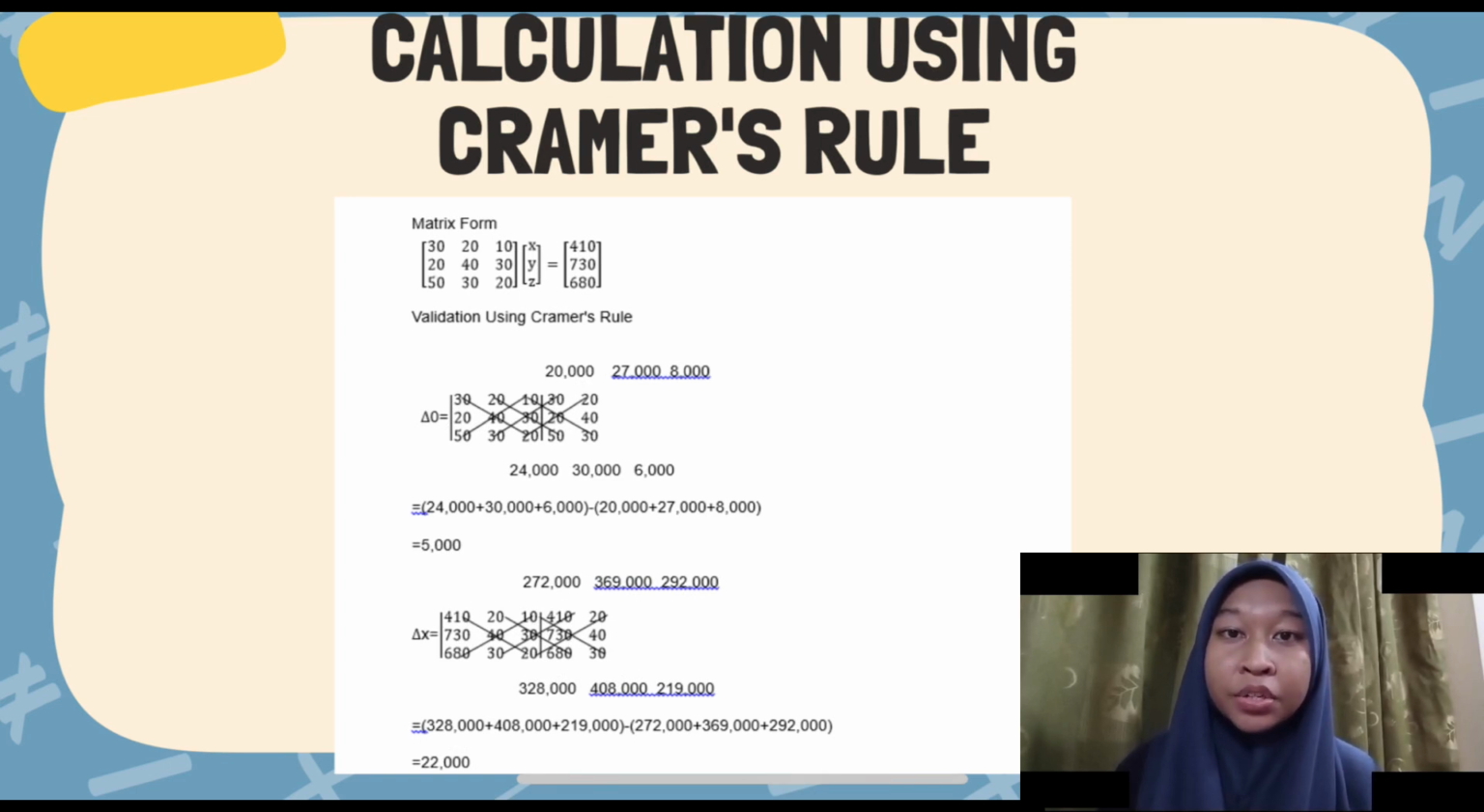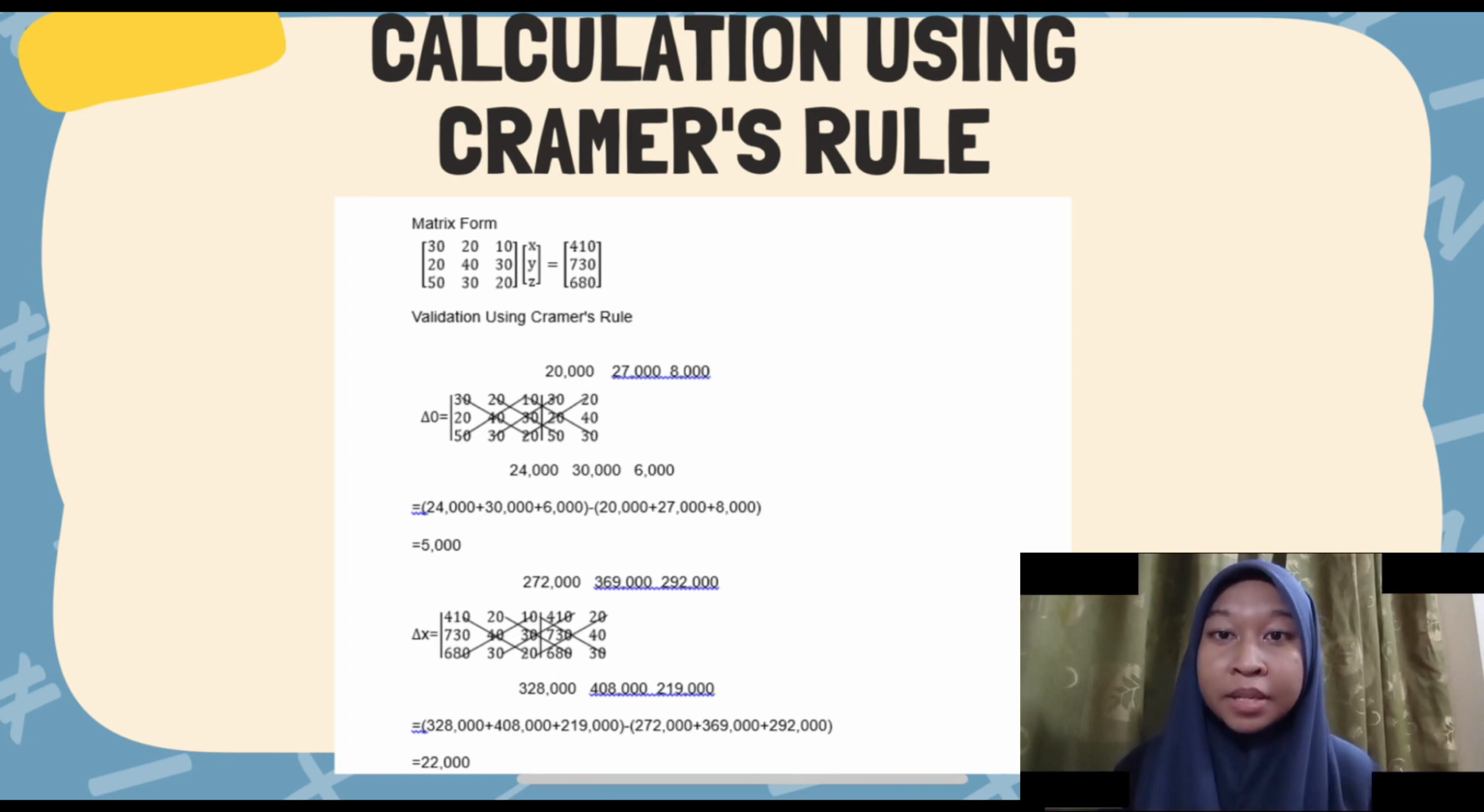I did the calculation for Cramer's rule. Before I started the steps, I took the numbers from the equations and turned them into a matrix. And then I continued the calculation using Cramer's rule. The first step was to calculate delta 0.